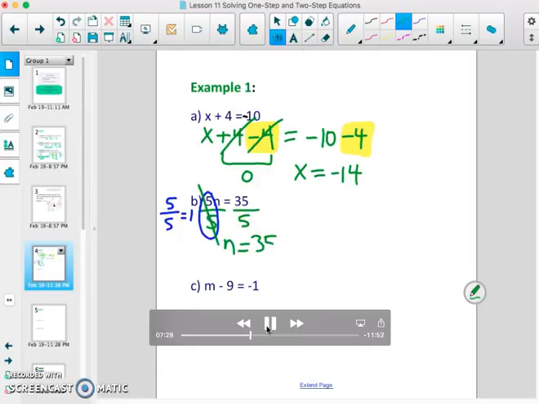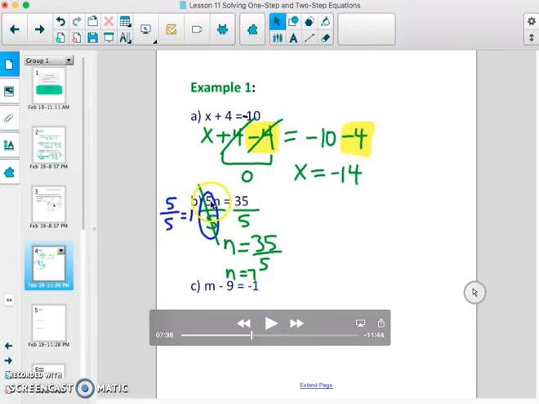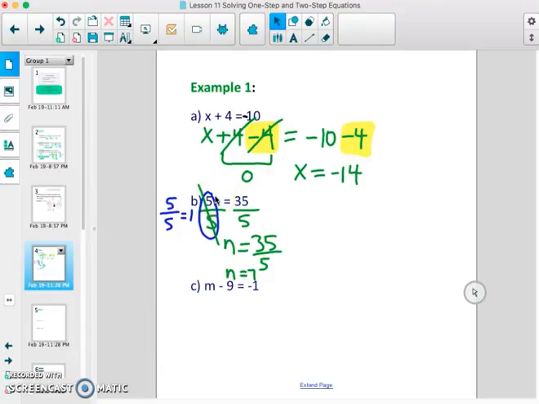And then we have n is equal to 35 over 5. And then you can say, okay, well, 35 divided by 5 is just 7. So n is equal to 7. And so what you've done is you've said 5 times some number is 35, and the answer is 5 times 7 is 35.